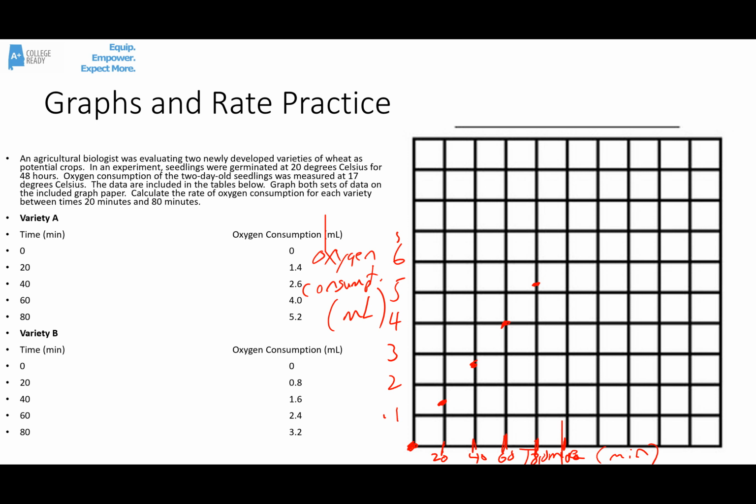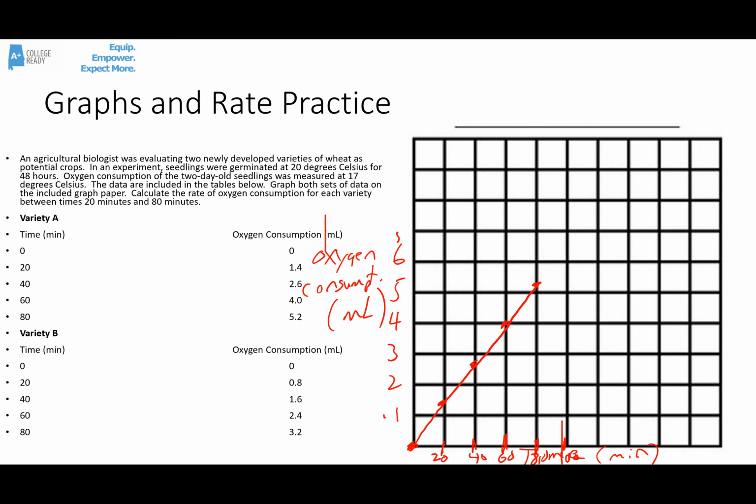So this is graph both sets of data. It doesn't say plot, it doesn't say to draw a line. So we've plotted the points. Notice that they are very linear. So let's go ahead and draw a line of best fit, remembering not to extend past my last point. In this case, I did start at 0, so that's good.